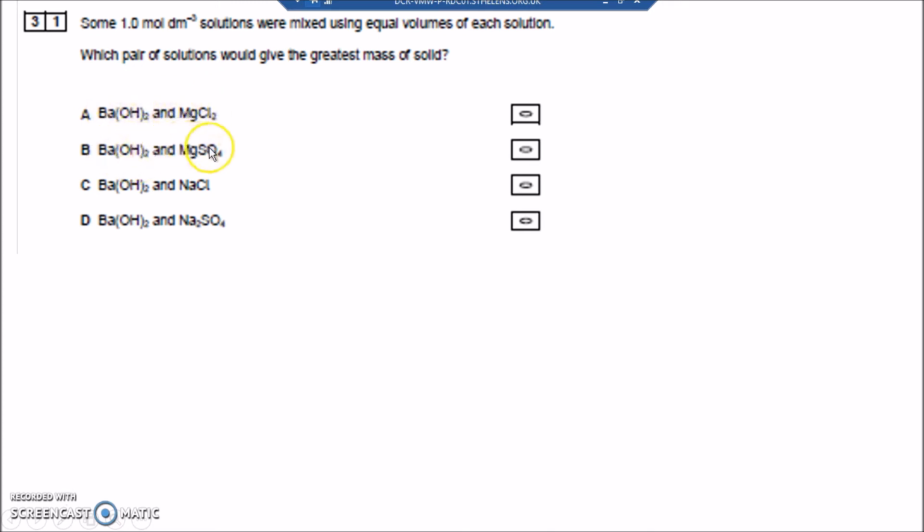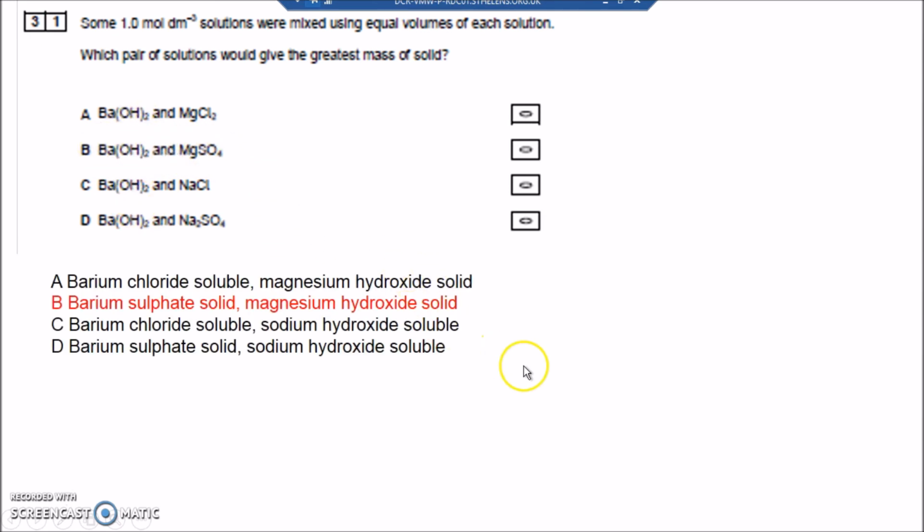product. Here I'm getting barium sulfate, which is a white solid used in barium meals. Magnesium hydroxide is insoluble, so I'm getting barium sulfate insoluble, magnesium hydroxide insoluble. I'm getting 2 insoluble products. Sodium hydroxide is soluble, barium chloride is soluble as well, so I'm getting 2 soluble products here, and I'm getting barium sulfate, which is insoluble. I'm getting sodium hydroxide, which is soluble. So there's only B that gives 2 insoluble products.